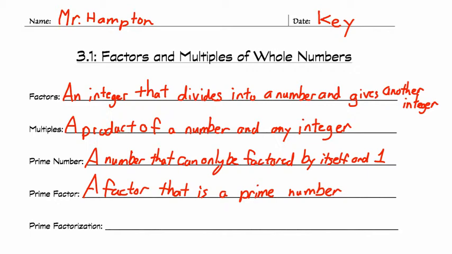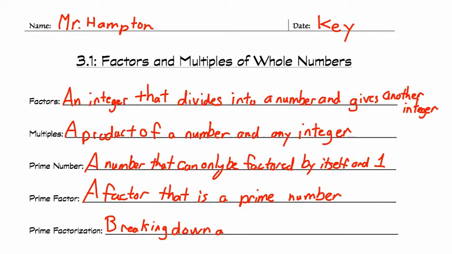Prime factorization. Prime factorization is breaking down a number into its prime factors. The prime factorization of 12 would be 3, 2, and 2 because 12 gets broken down into 3 and 4, but 4 is not a prime factor, which can be broken down into 2 times 2. So the prime factorization of 12 is 3 times 2 times 2.